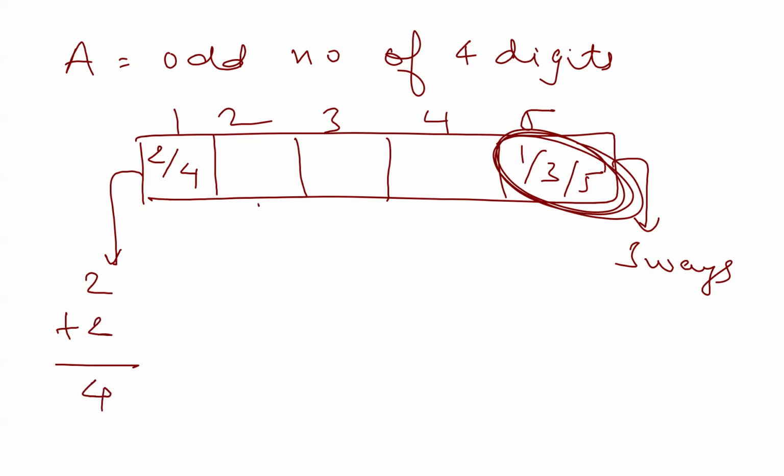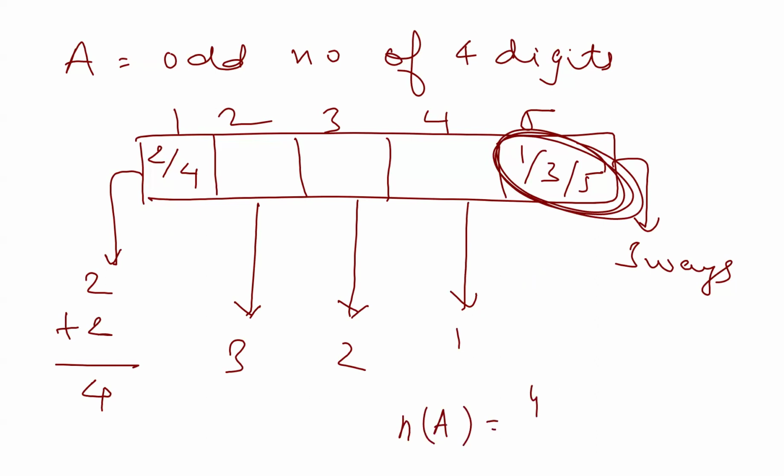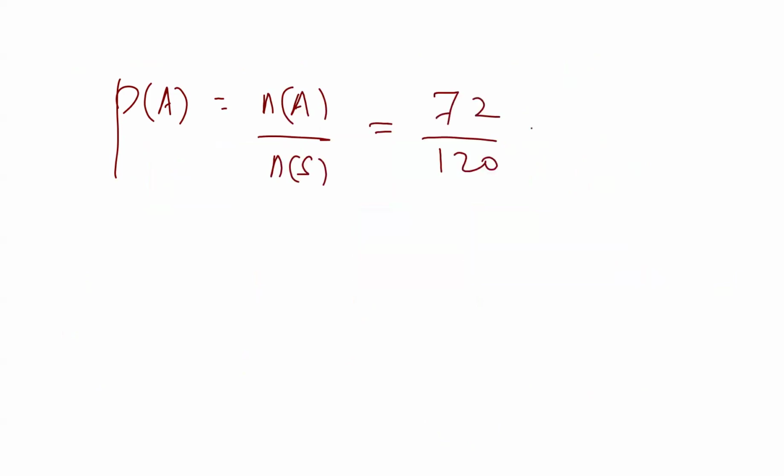Now repetition is not allowed. This 4 will reduce to 3, 3 will reduce to 2, and 2 will reduce to 1. So n of A is equal to 4 into 3 into 2 into 1 into 3. If you calculate this, it will give you 72. And as per our standard probability, P of A is equal to n of A upon n of S, 72 upon 120. Keep the answer in reduced fraction. So this will be 3 upon 5. This was the first problem.